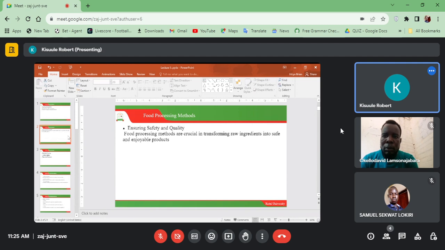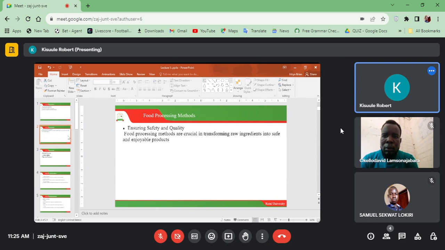We are also going to be looking at ensuring safety and quality in this food processing. How do you ensure that even during this processing stage of the food, the quality is not lost and it is also safe for consumption by the end user? The end user being the consumer or the customer who is going to purchase your final product.